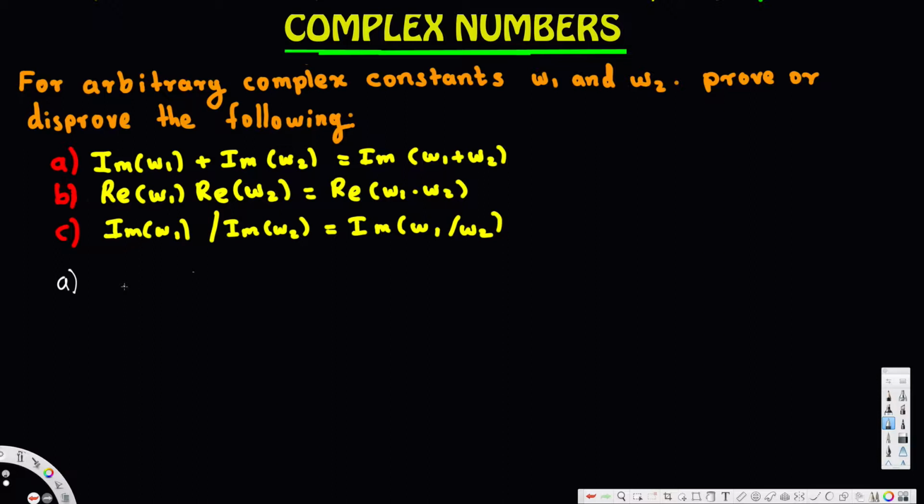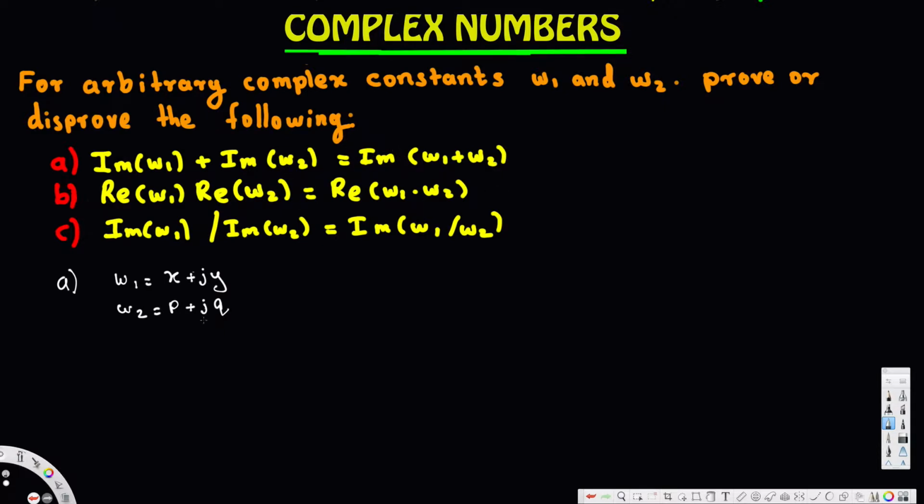Now first we have to create two complex numbers. Let's go ahead and call w1 equal to x plus jy, and let's call w2 equal to p plus j rho. Okay, here we have two complex numbers. Now we are going to prove that imaginary w1 plus imaginary w2 is equal to imaginary w1 plus w2.